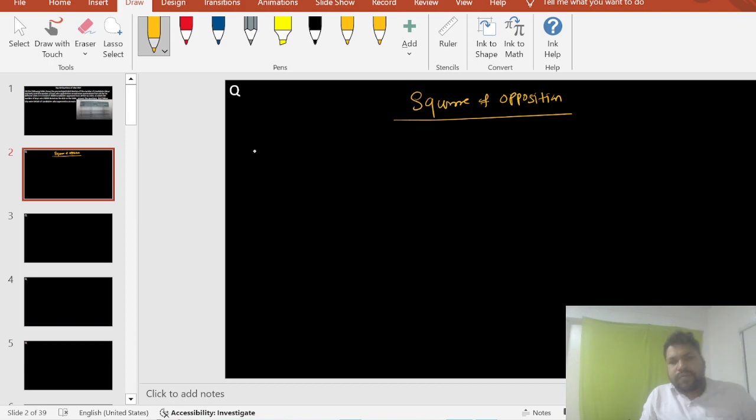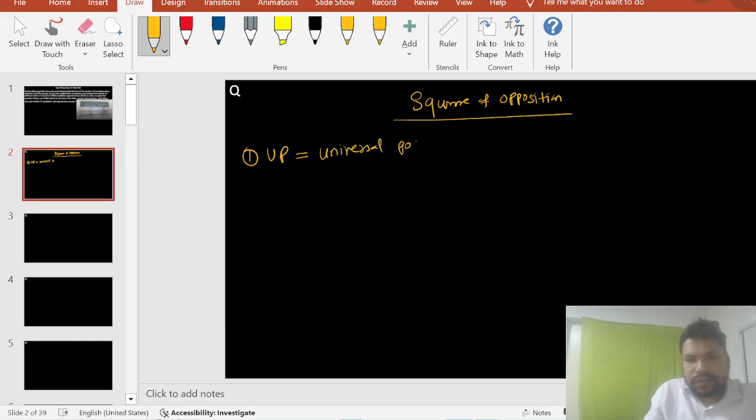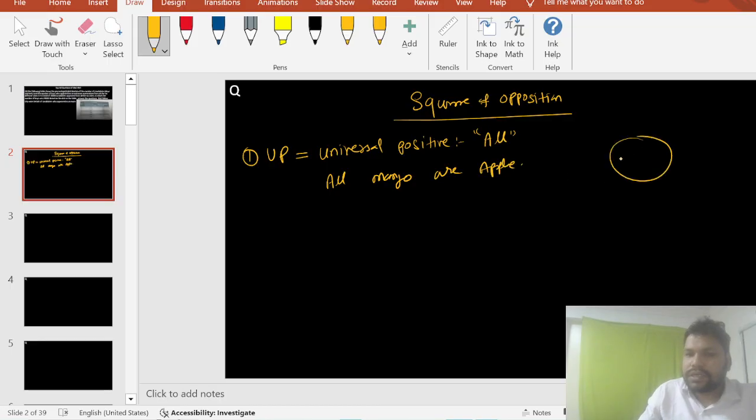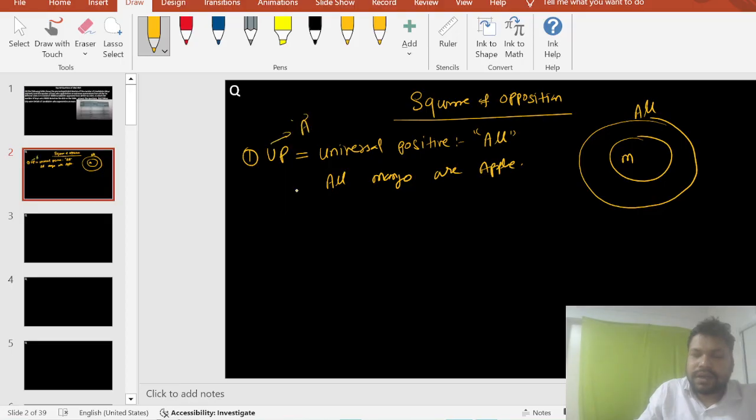In a square of opposition, there are four types of sentences. First of all, this is called universal positive. I can take the sentence if the word is related to something like "all". So that indicates a universal positive sentence. Like if I am saying all mangoes are apples, we can construct a diagram with mango, and all mangoes are apples. So this is the type of universal positive, and in the square of opposition, we will take the terminology as A.